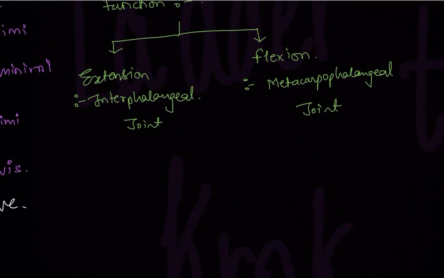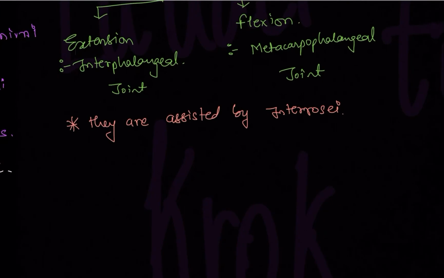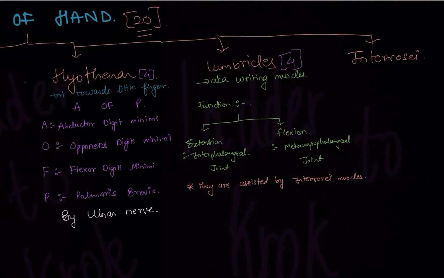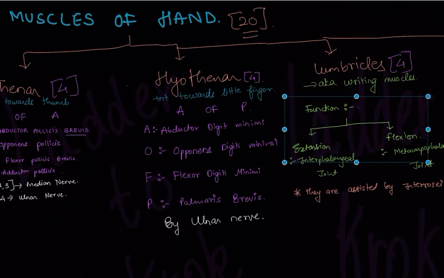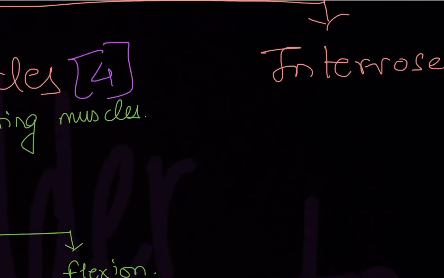Write down an important note that these muscles are assisted by the interosseous muscles. They don't work alone. Whenever the lumbricals are working, the interosseous also work. You have to know how many lumbricals are present. There are 4 lumbricals. So till now there were 4 thenar, 4 hypothenar, 4 lumbricals. Interosseous are 8 in number.